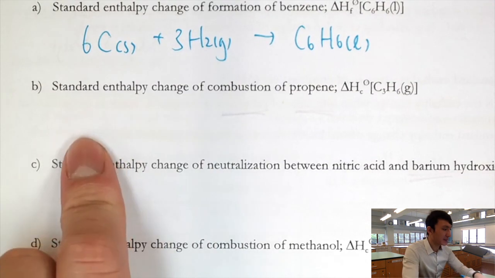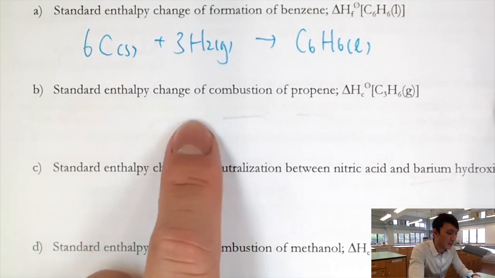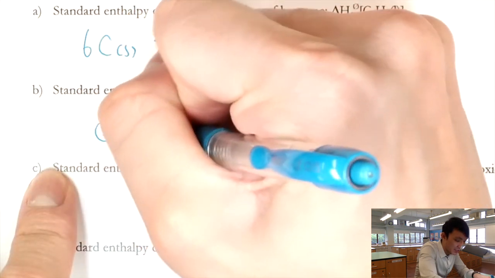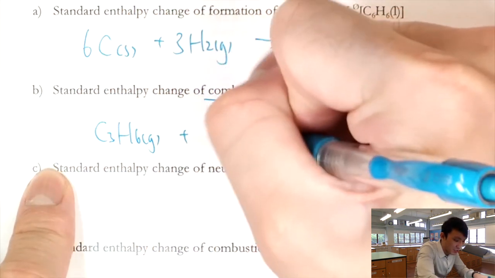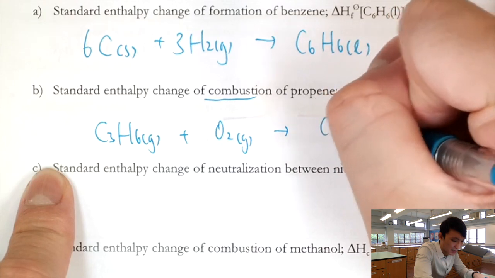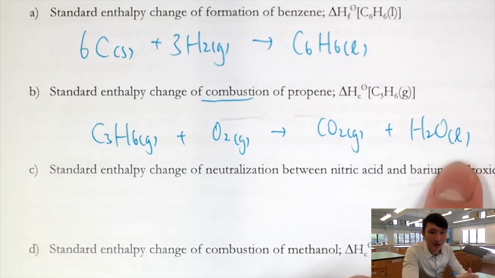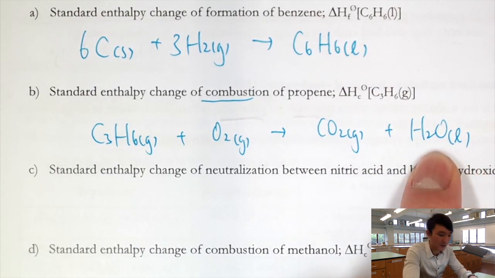Okay, so down here I did the first one already. So here, standard enthalpy change of combustion of propene. So we have C3H6, which is a gas, reacting with oxygen, which is also a gas, to form carbon dioxide gas and water liquid. Now pay attention, this one is liquid because this is the standard state of water. Okay.